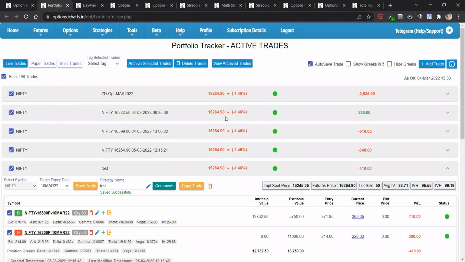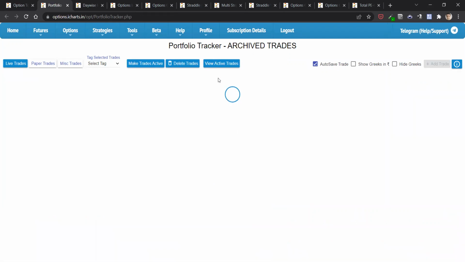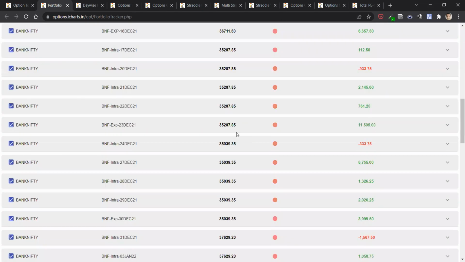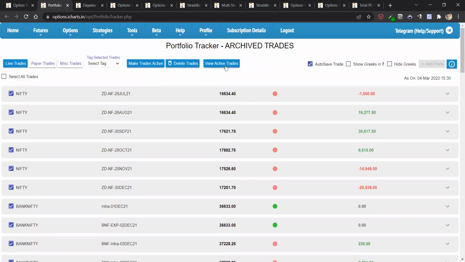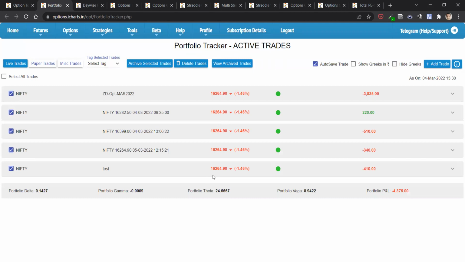Once trades are closed or expired, you can select them and archive the trades. If you want to check archived trades, you can click here. I have lots of trades, so it will take a few seconds to retrieve. All these are archived trades. If you want to go back to active trades, you click here and you come back to active trades.